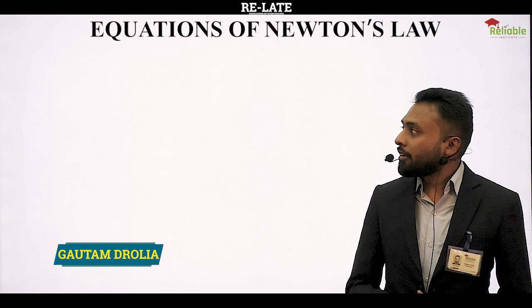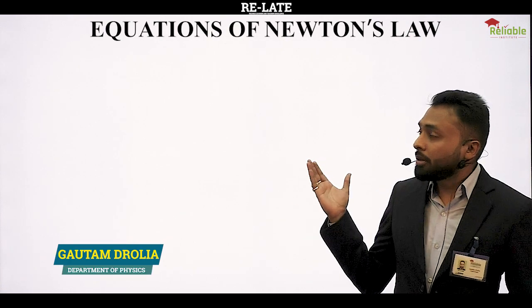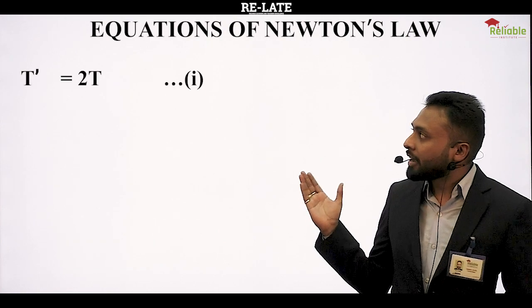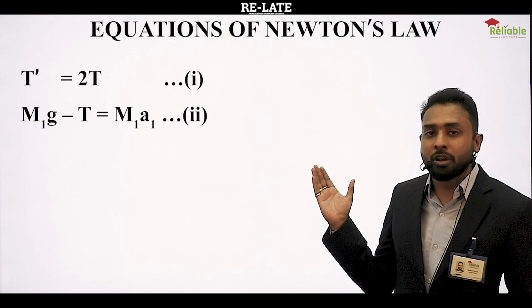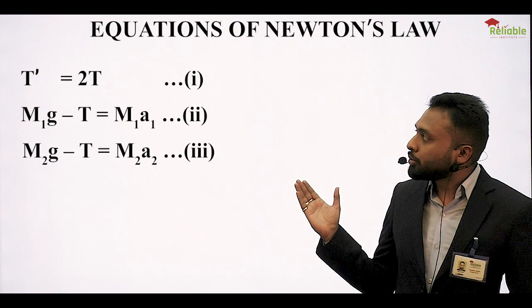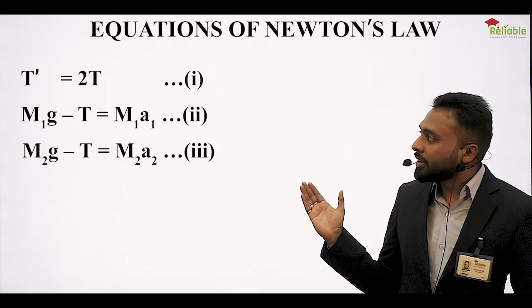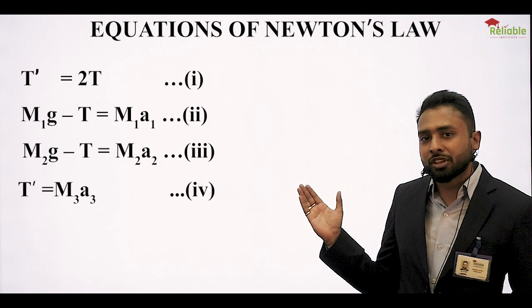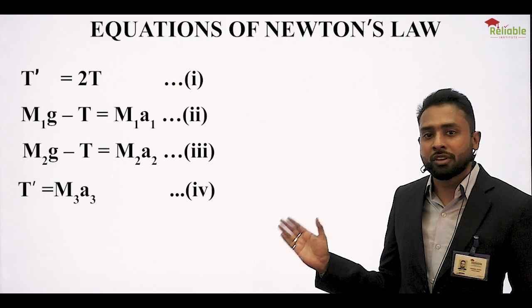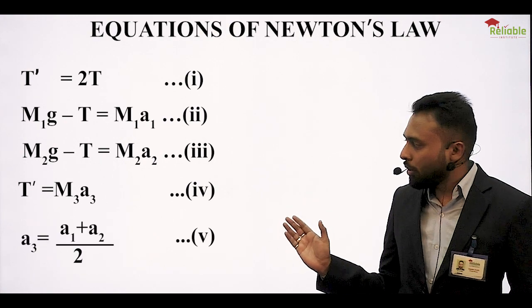So now we have our 5 equations. For the moving pulley P2, we have T dash equals 2T. For block M1, we have m1g minus T equals m1 a1. For block M2, we have m2g minus T equals m2 a2. For block M3, we have T dash equals m3 a3. And the final equation, which we got through the string constraint, is a3 equals a1 plus a2, whole divided by 2.